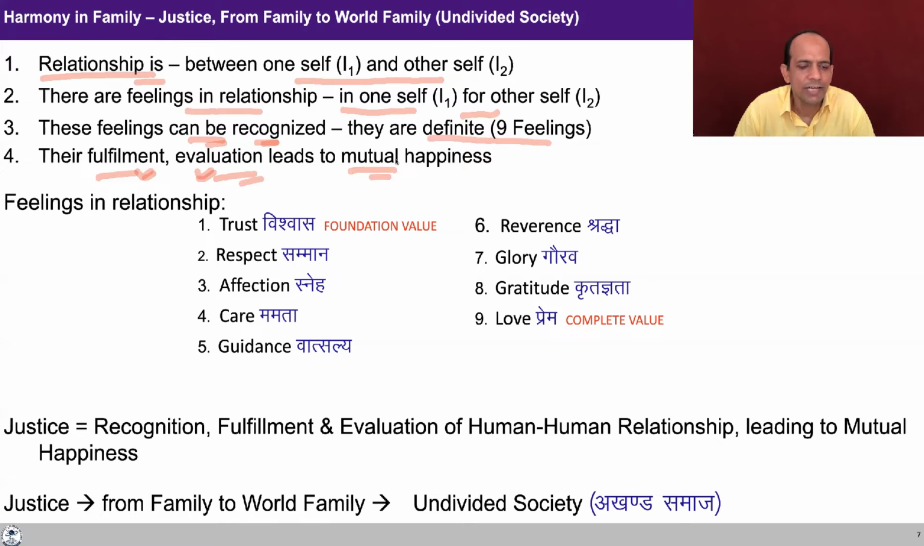If you go to identify the feelings which are acceptable to us naturally in the relationship, there are 9 feelings. Trust is the foundation value, the basic feeling with which the relationship starts. Then we are able to understand and see the feelings of respect, affection, care, guidance, reverence, glory, gratitude. And finally, we are able to contemplate upon the feeling of love. And this is the whole journey, starting from trust and going up to love.